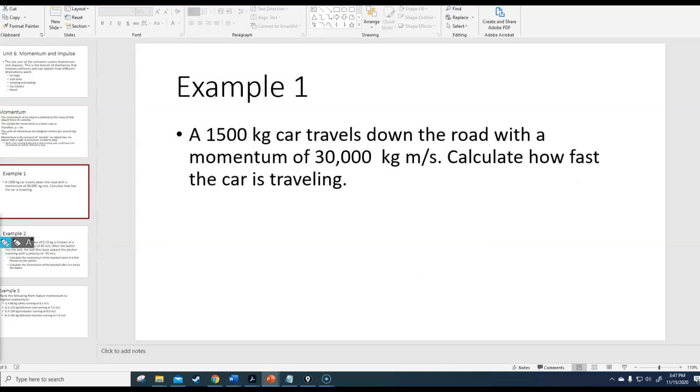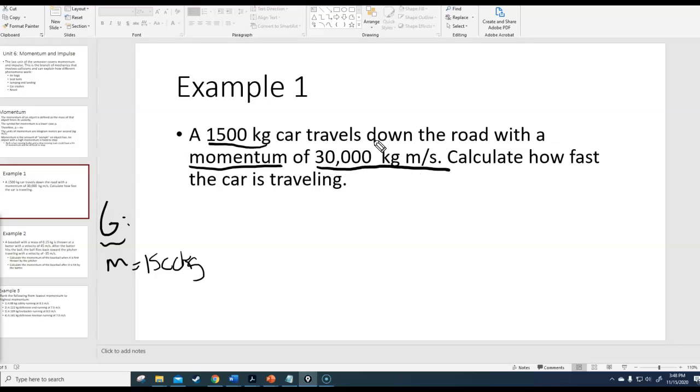Okay, so example 1. A 1,500 kilogram car travels down the road with a momentum of 30,000 kilogram meters per second. Calculate how fast the car is traveling. Okay, so as we're identifying our givens, we have our mass, which is 1,500 kilograms. We can tell that from the unit, of course, because mass is measured in kilograms. And we're told it has a momentum of 30,000. So we know that this number's got to be p, which is momentum.